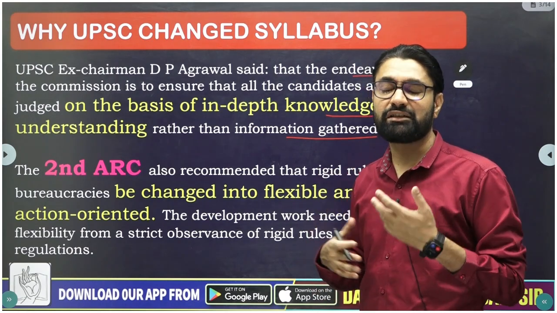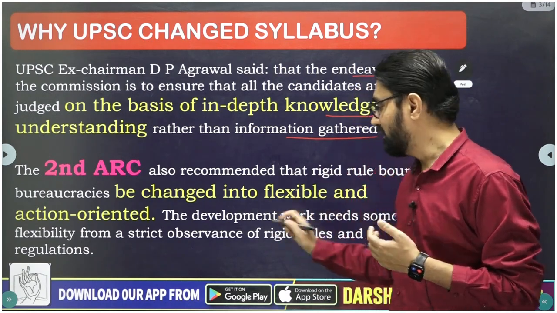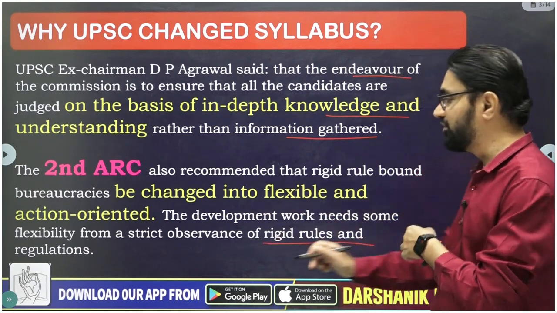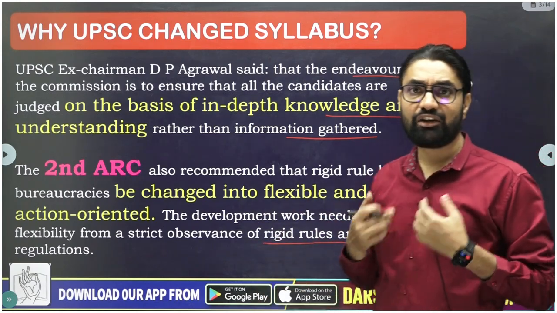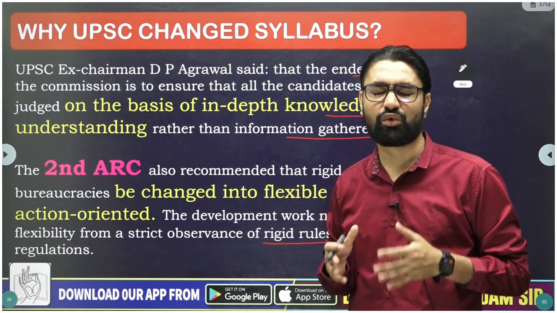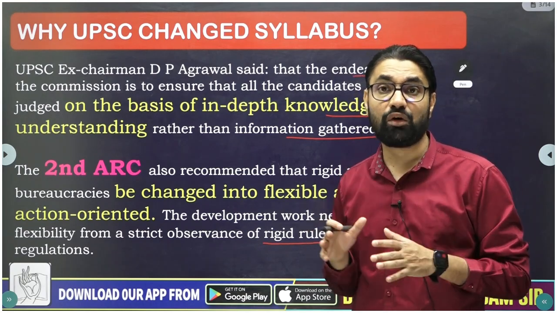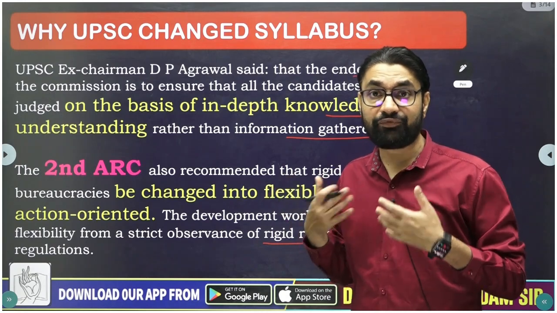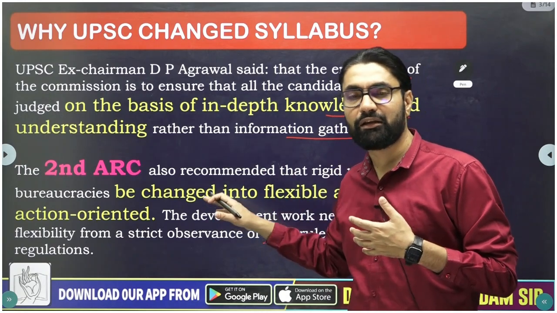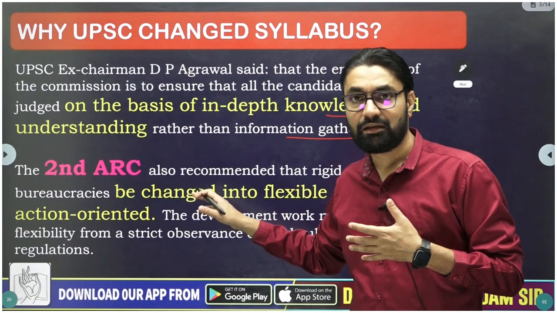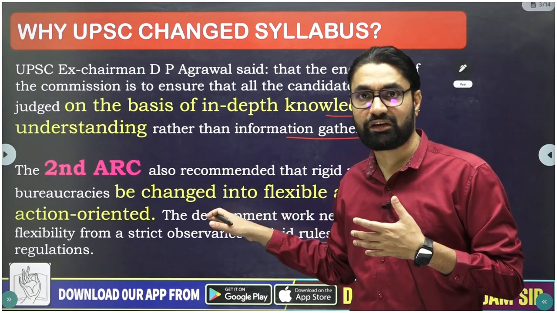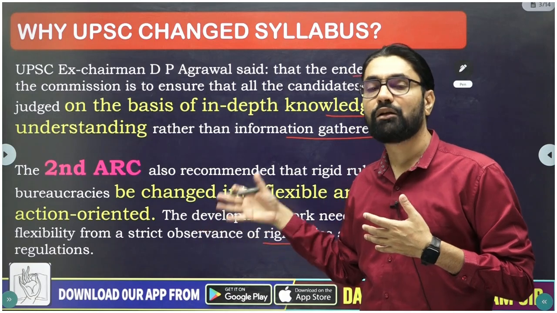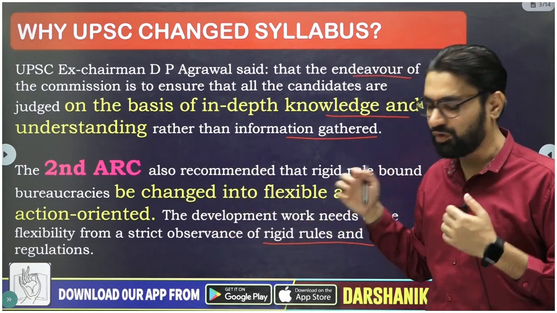Which is flexible, which as per the situation, the bureaucracy will adapt and evolve. And development work needs some flexibility from strict observance of rigid rules and regulations. और ये जो सारे नियमों के हिसाब से चलने वाली, rigid rule से चलने वाली bureaucracy, it is causing more damage to India, especially हमारे जो welfare programs etc. उनके लिए it is the biggest hindrance. And so we don't want this rule-bound bureaucracy. We want an open-minded, flexible, action-oriented bureaucracy. That is what the second ARC was telling.